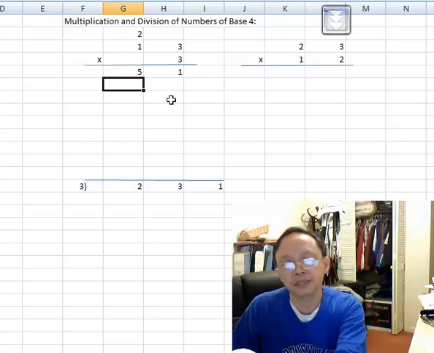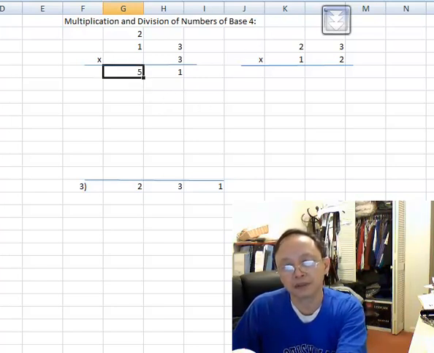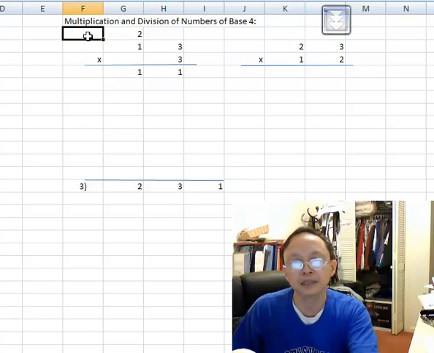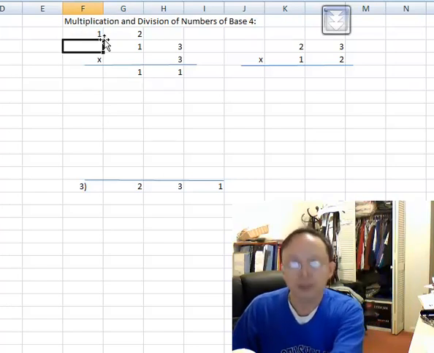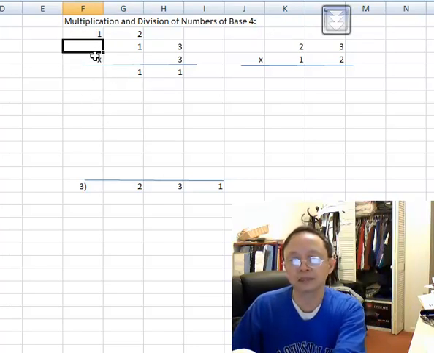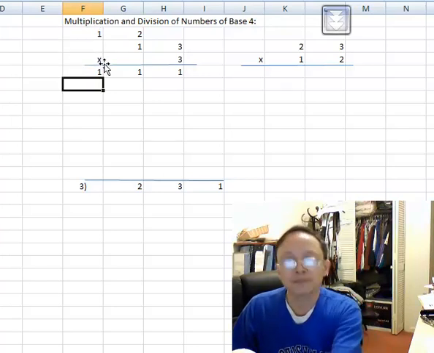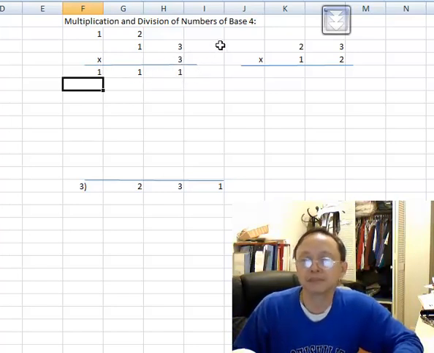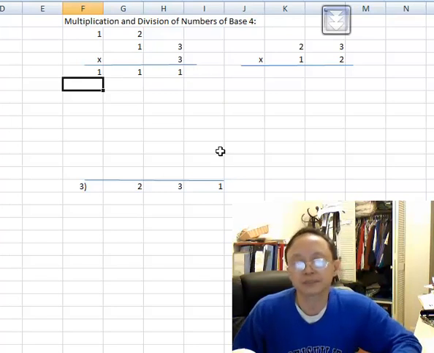But in base 4 number, there is no 5. So 5 divided by 4. The quotient is 1. Remainder is 1. So we write 1 here and then carry 1. So now there are no more digits, so bring this 1 down. So we get 1, 3 times 3 is 1, 1, 1 in base 4 operation.